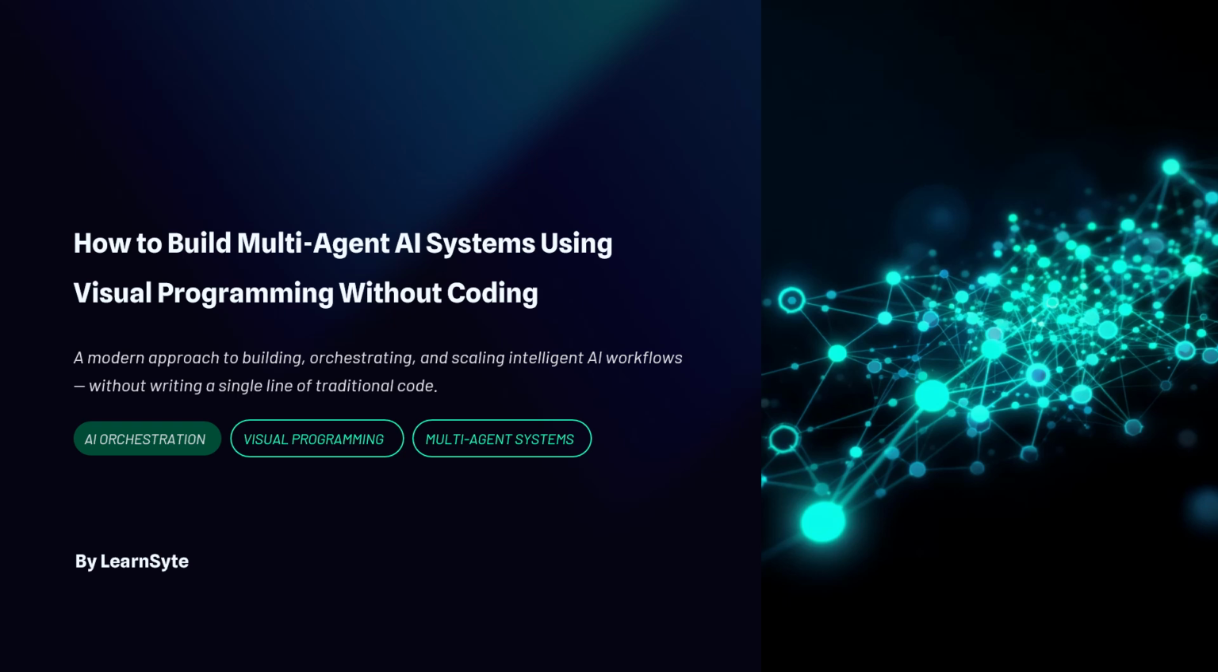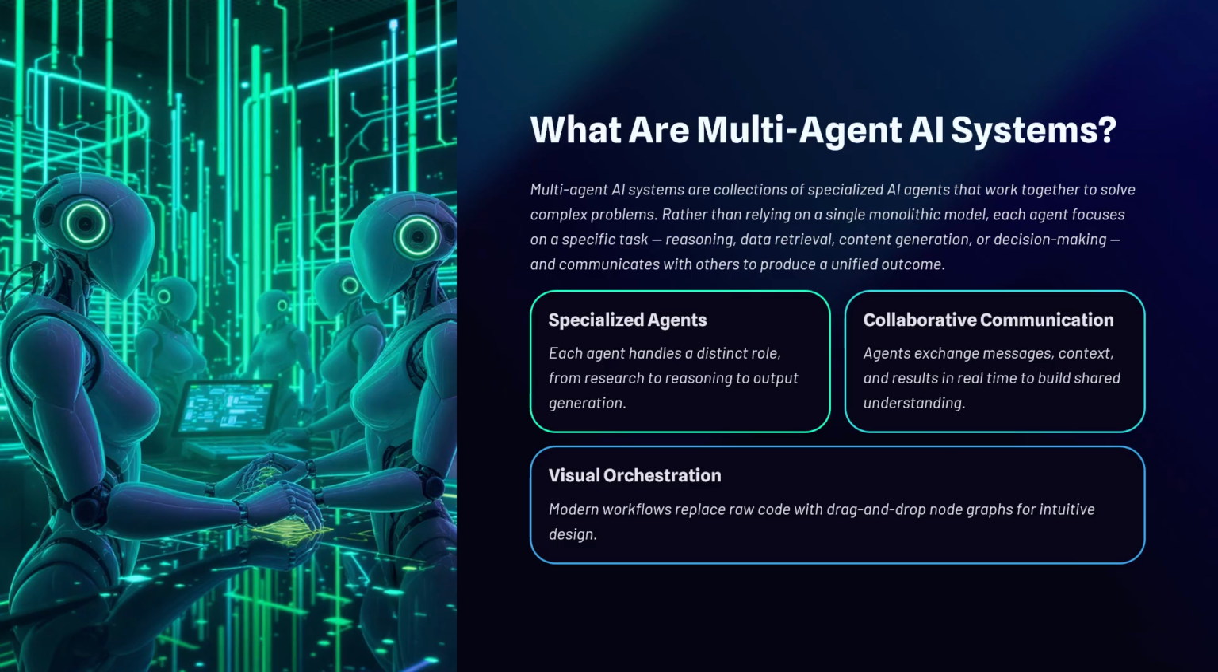In today's session, we're going to explore how to build powerful multi-agent AI systems using visual programming, a modern no-code approach to designing, orchestrating, and scaling intelligent AI workflows without writing a single line of traditional code. We'll dive into the core concepts of AI orchestration, visual programming, and multi-agent systems, and see how these technologies are transforming the future of AI development for creators, developers, and enterprises alike. Let's begin by understanding what multi-agent AI systems actually are.